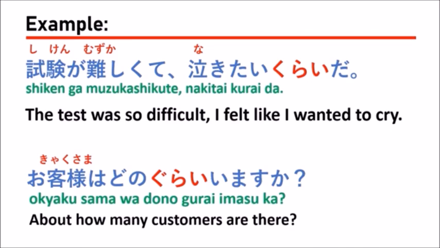If you want to cry, that means it's really hard for you, right? So you cannot expect exactly 10, 9, 1, 2, 3. You cannot write it. So in Japanese, you can use gurai, as in nakitai gurai, that you can imagine around or about, something like this. And for the second sentence, they say, okyakusama wa dono gurai imasu ka?